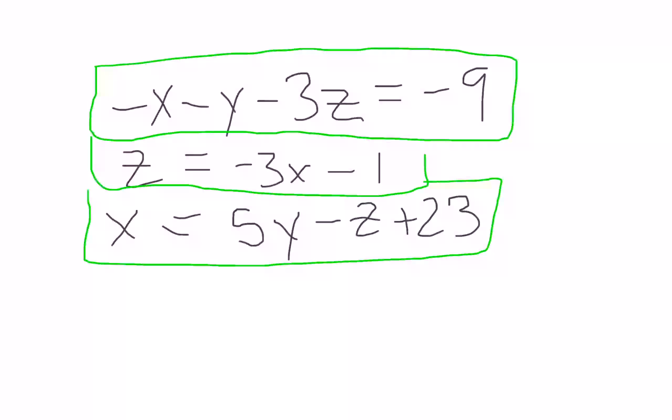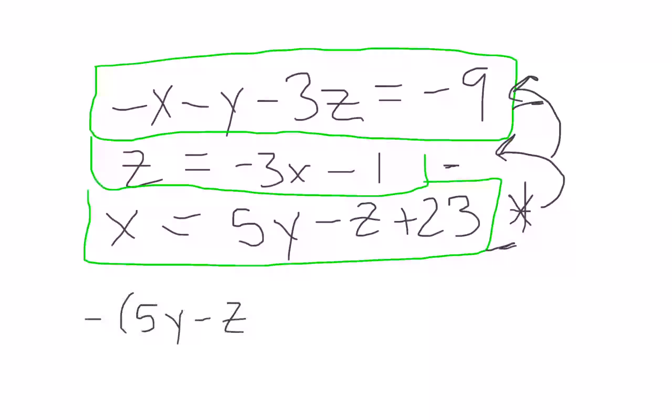We're going to start by substituting this last thing in, or the x by itself, into both the other equations, so we have no more x's. Let's see how that works. So I'm going to put this last x into here and into here. So I would have negative 5y minus z plus 23 minus y minus 3z equals negative 9.